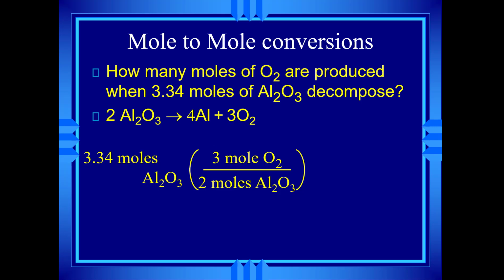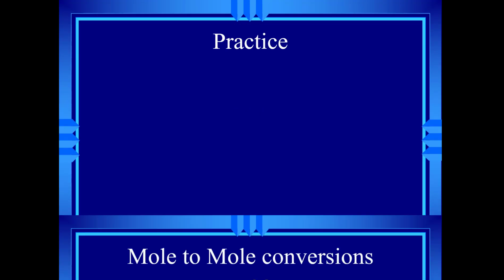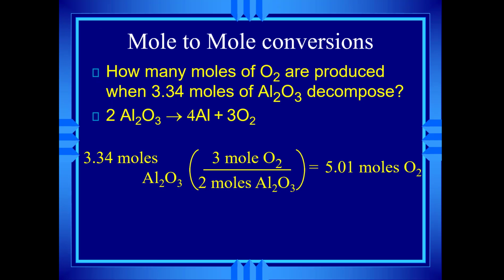I like chemistry because it all fits together. Okay, so 3.34. The 3's on top, so you push times 3. The 2's on the bottom, so you push divided by 2. 3.34 times 3 divided by 2 equals 5.01. Okay. You're not going to have to do this. This is what we're going to do in class tomorrow, in addition to adding grams to this.